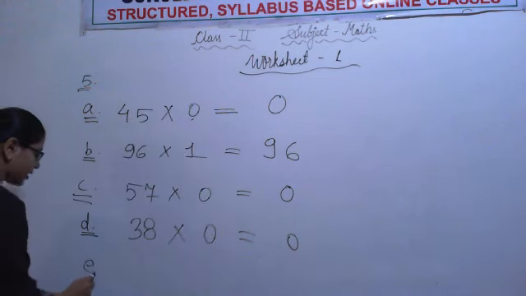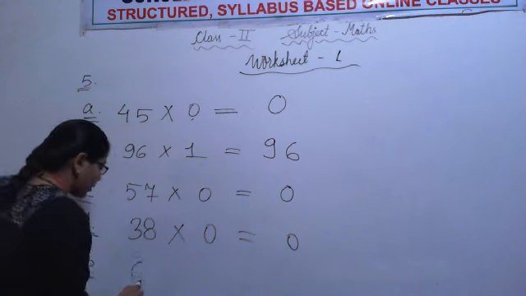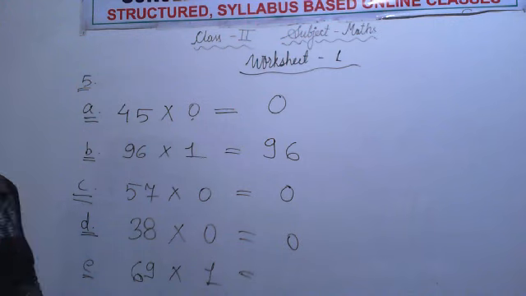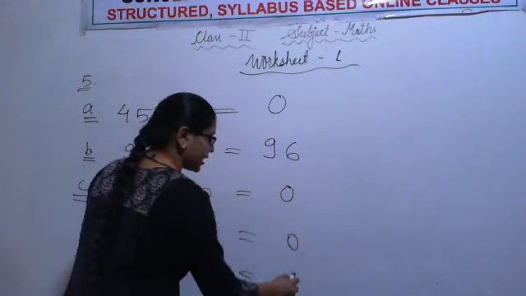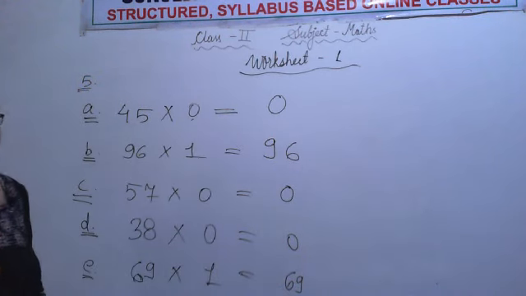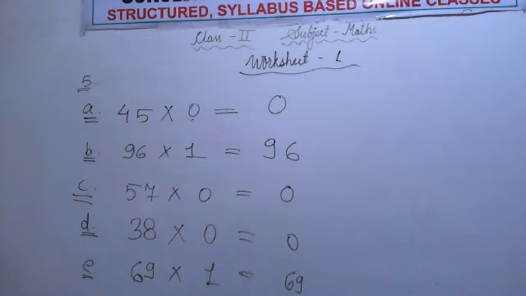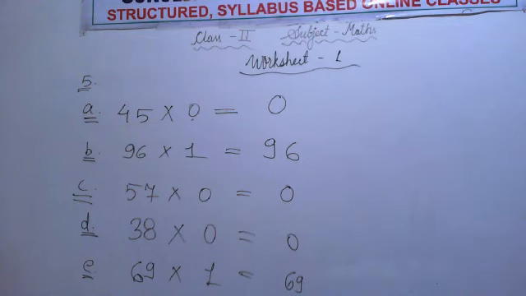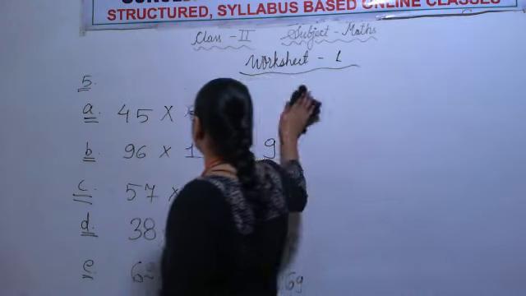And the last of the same question is 69 into 1. See, 1 is there, so whenever any number is multiplied by 1, the result is the number itself. So here the number is 69, so the result will be 69. So this is how we applied the 0 property and 1 property. Okay, so the next question.